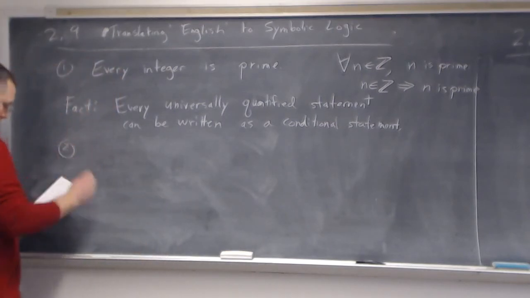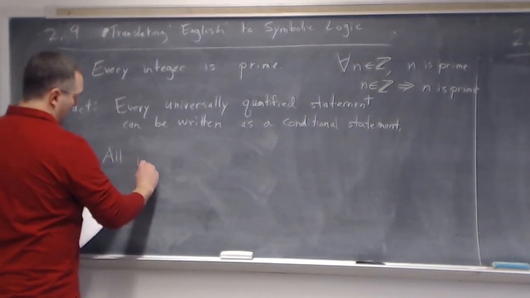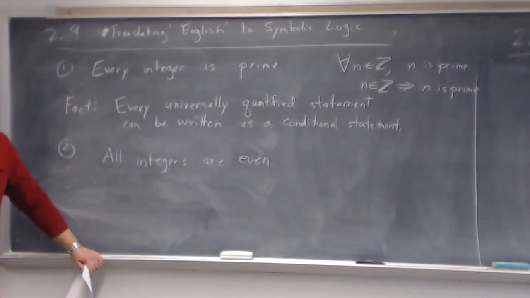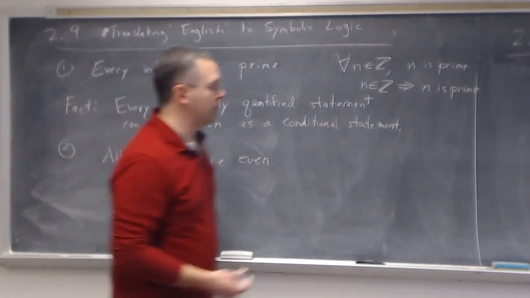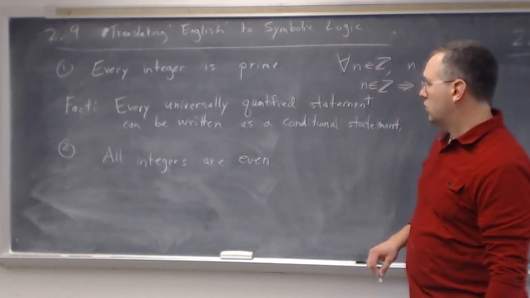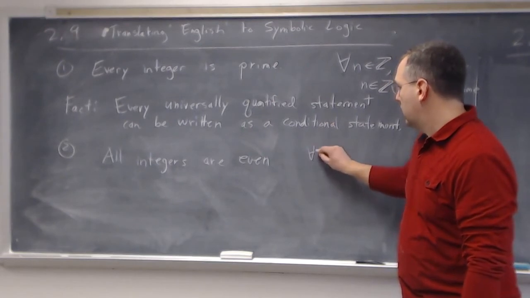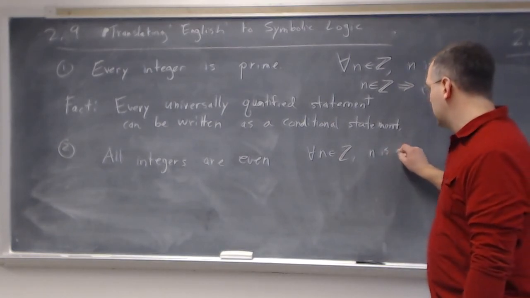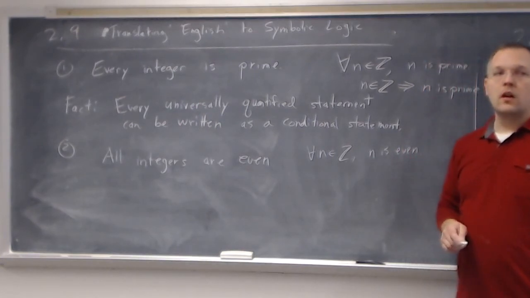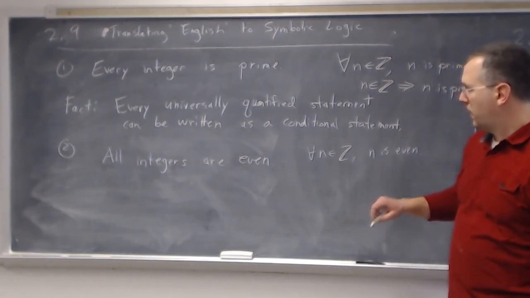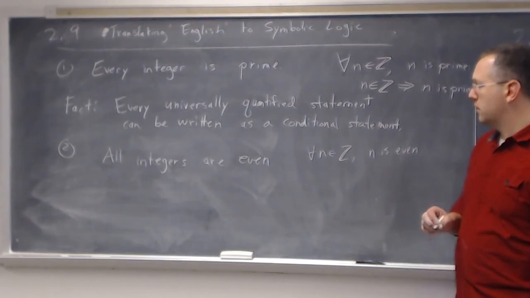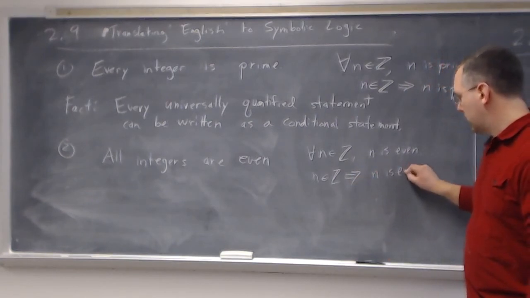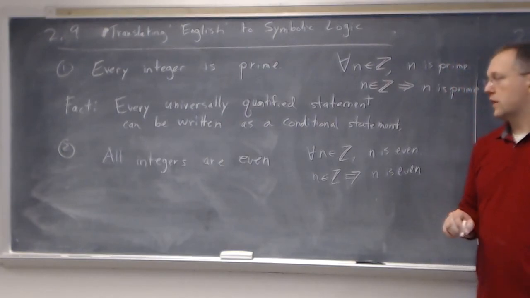All right, so another universally quantified statement: all integers are even. Okay? Clearly another false statement, right? Not all integers are even. So, similar to the first one, you would say something like, for every n in Z, n is even. Right? How could you rewrite it, though, as a conditional statement? A P implies Q type statement. n in Z implies n is even. Okay? So either one would be fine.